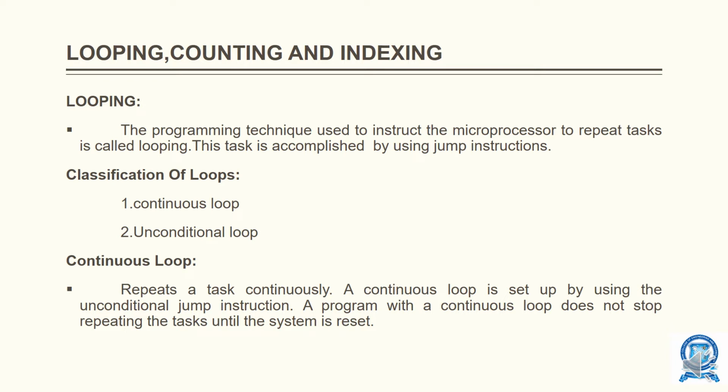A continuous loop is set up by using an unconditional jump instruction. If you are not giving any condition at the jump statement, this process is repeatedly done, there won't be any ending for that. A program with a continuous loop does not stop. That is what I mean. Repeating the task until the system is reset.